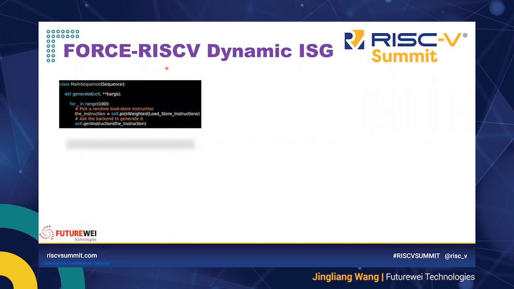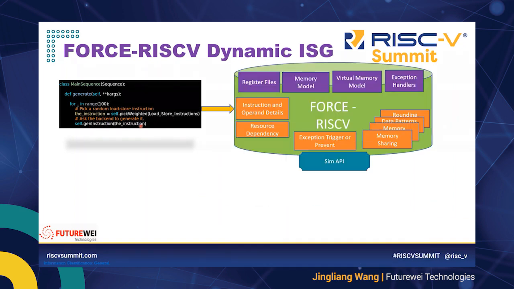Force RISC-V is a dynamic ISG. On the top left side, we have a very simple test template that basically loops 100 times to first pick an instruction from a load store instructions tree and then generate an instruction. These API calls will call into the Force RISC-V backend.